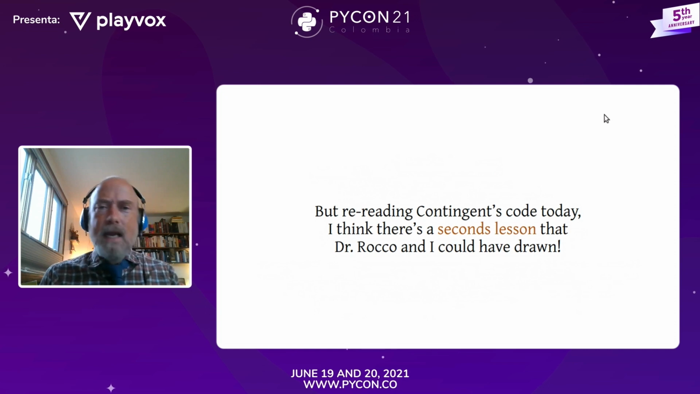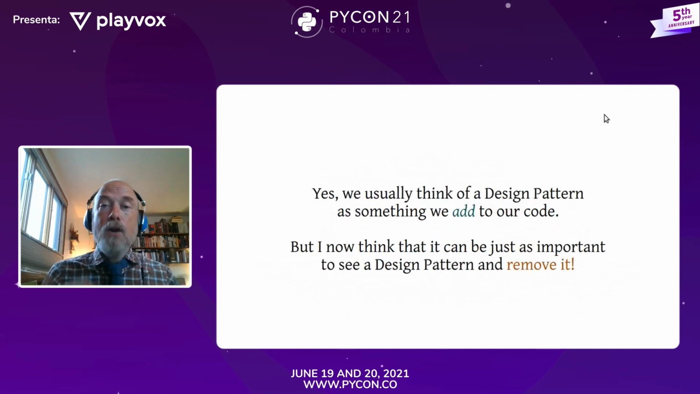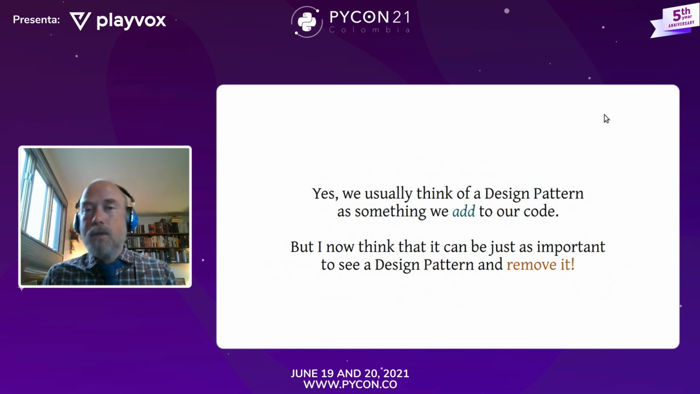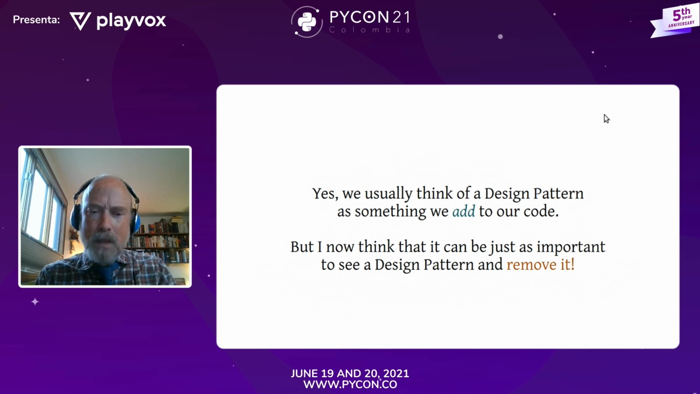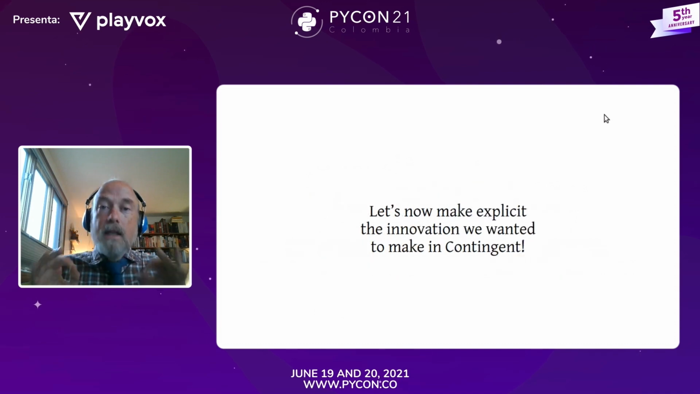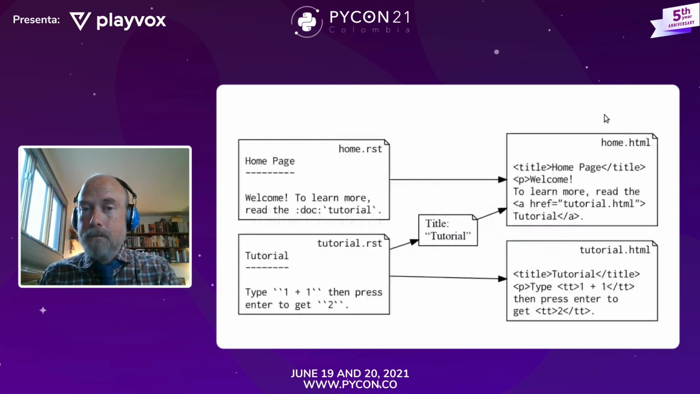But rereading Contingent's code today, I think there's a second lesson that Dr. Rocco and I could have drawn. Yes, we usually think of a design pattern as something we add to our code that it needs. But I now think that it can be just as important to see a design pattern and remove it. Here's what happened. Let's now make explicit the innovation we wanted to make in Contingent.